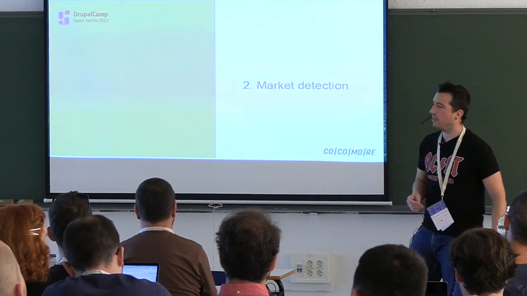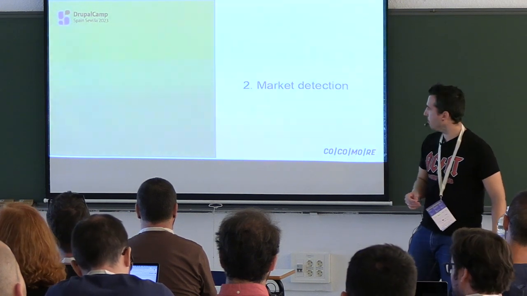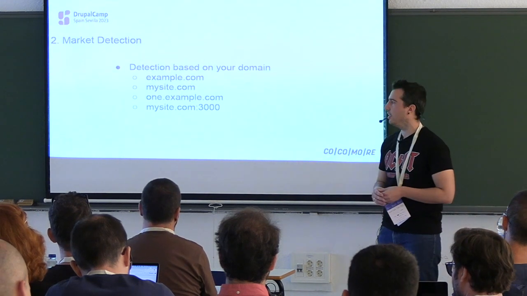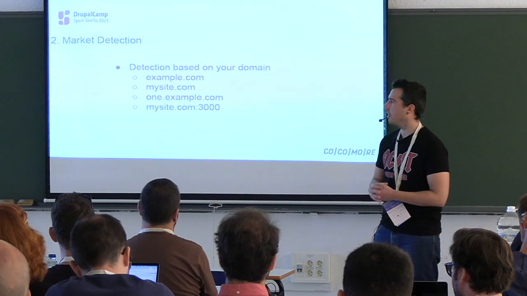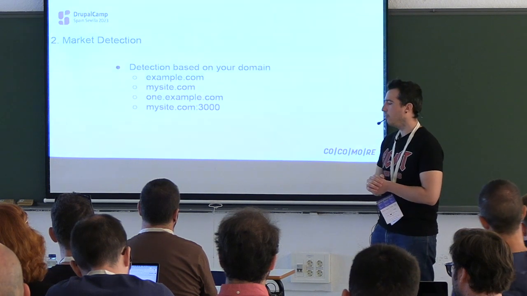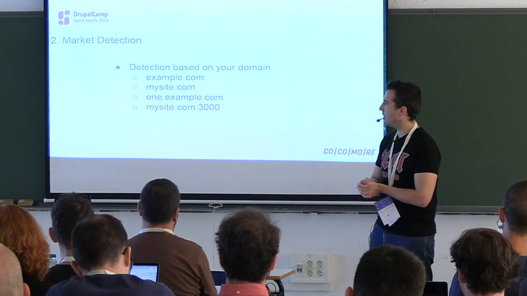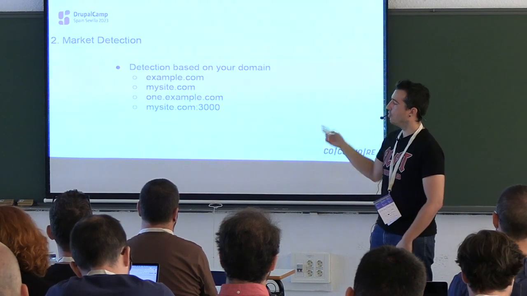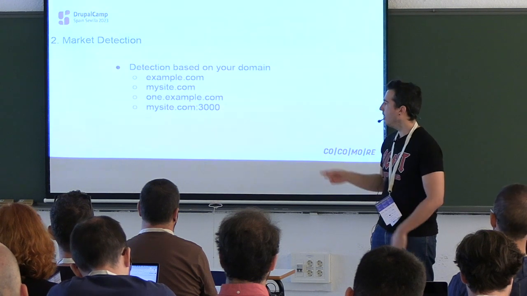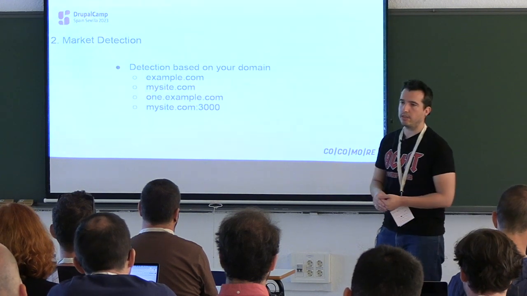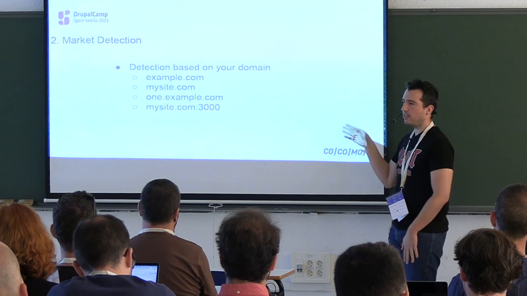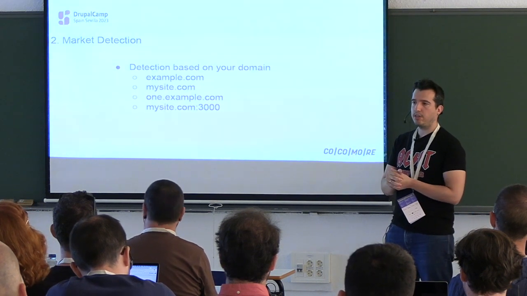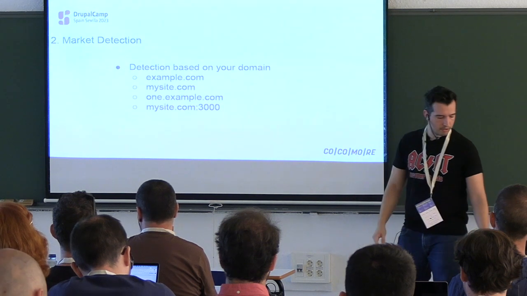Now, the next point in setting up the rules of our system is how we detect which market we are on, right? By default, what Domain provides us is detection based on different domains. It also allows you to have subdomains, so you can play around with non-standard ports. So that's the flexibility you have by default in terms of defining your market.